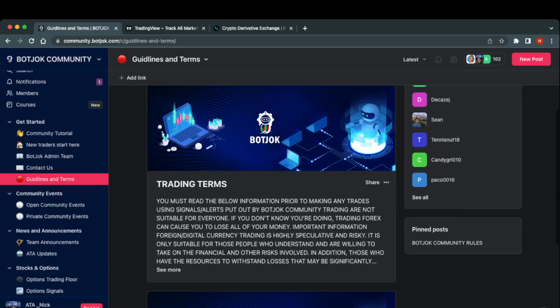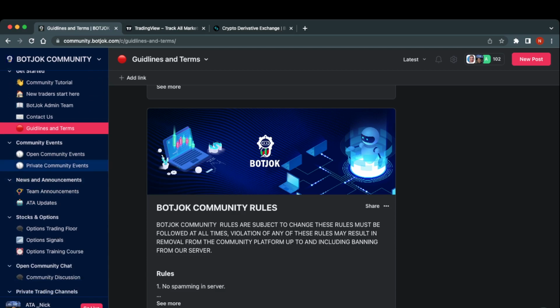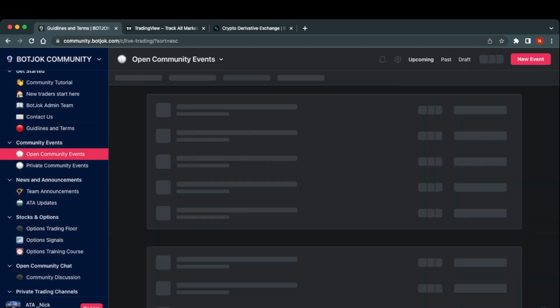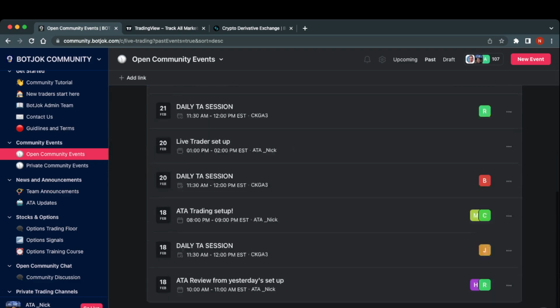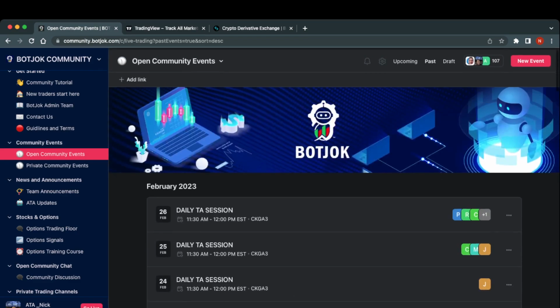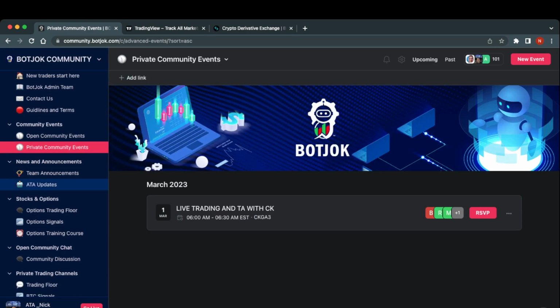Guidelines and terms will outline the trading terms and the BotJok community rules. We do have community events. Inside the community events, it will show the events that are coming up. And up here on the top corner, you can click past to see all of the past events that we have created. The same applies for private community events.